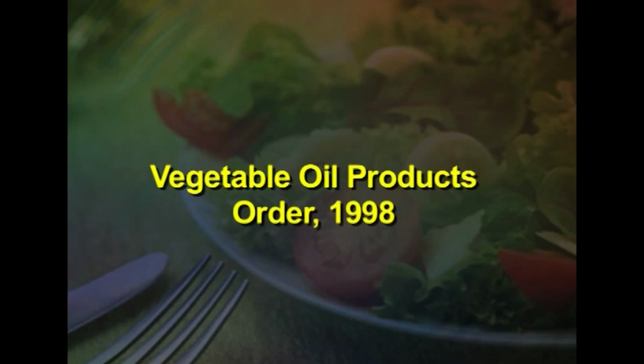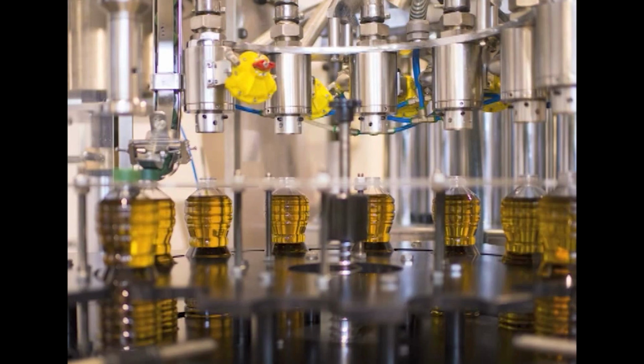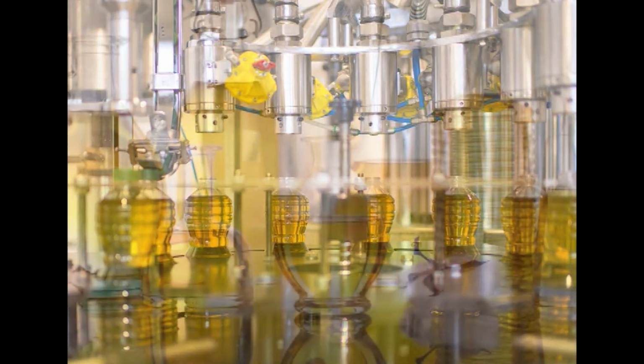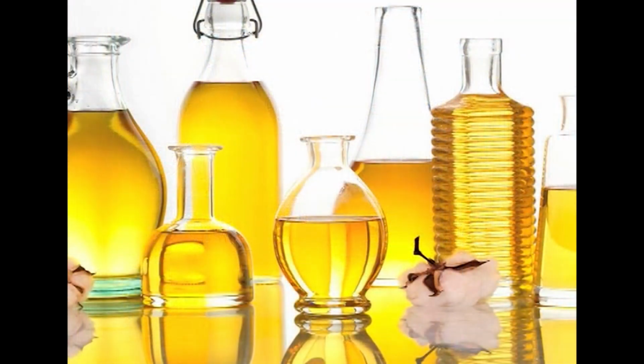Then next comes the Vegetable Oil Products Order 1998. The vegetable oil products industry is regulated by this order through the Directorate of Vanaspati, Vegetable Oils and Fats, Department of Food and Public Distribution, Ministry of Consumer Affairs, Food and Public Distribution. These two orders, that is Vegetable Oil Products Order 1947 and Vegetable Oil Products Standards of Quality Order 1975, have been replaced by a single order called Vegetable Oil Products Regulation Order 1998 for proper regulation of manufacture, distribution and sale of vegetable oil products.